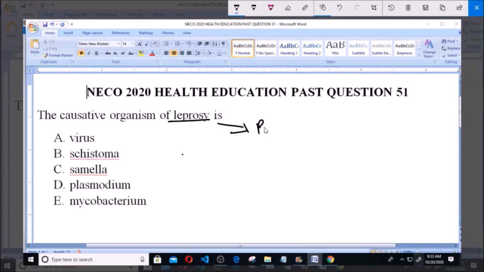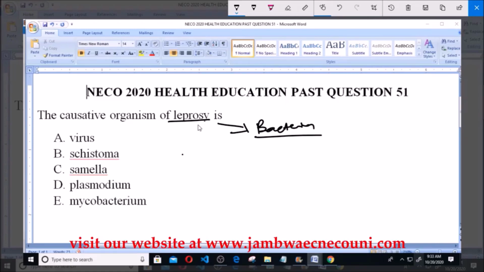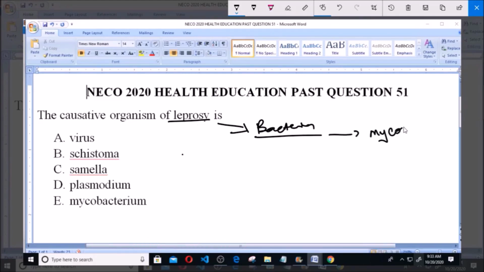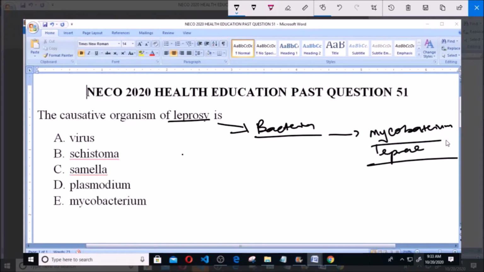Before you can ascertain the causative organism of a disease, you should know the class of pathogens that causes that particular disease. Then it will be possible for you to remember the particular causative organism. Now, it is known that leprosy is caused by bacteria. Then the causative organism of leprosy is what we call Mycobacterium leprae. This is the causative organism for leprosy, Mycobacterium leprae.